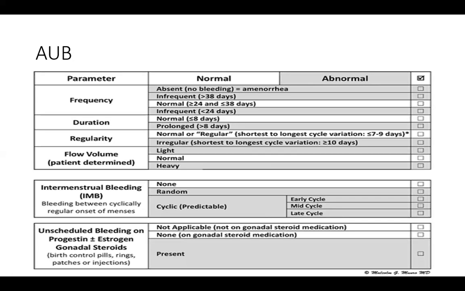Abnormal uterine bleeding, I've just added two slides. One is, you should know the definition of AUB according to FIGO. So these four to be included: any deviation in the frequency, duration, regularity, and flow volume. For that, you should know which is normal. Frequency normal is more than or equal to 24 and less than or equal to 38 days. And duration normal is less than or equal to 8 days. These two to be remembered in this table.